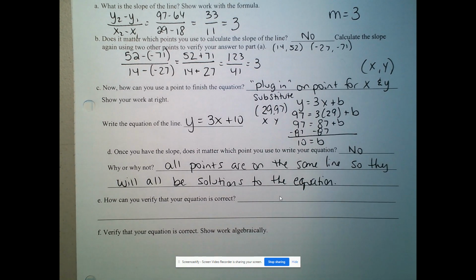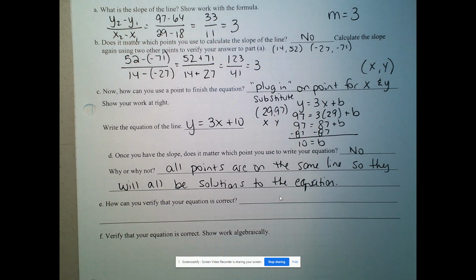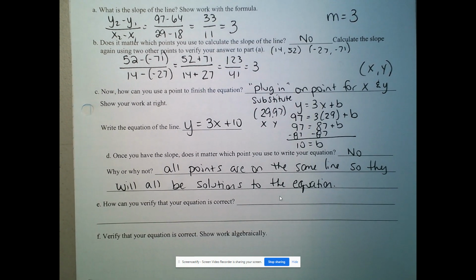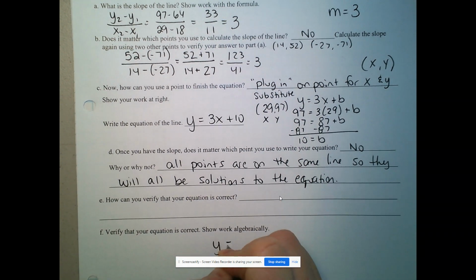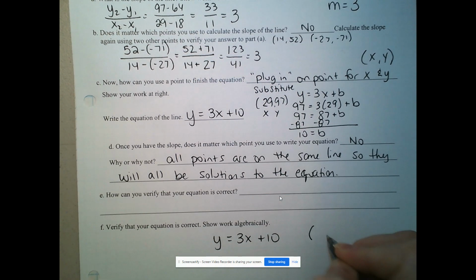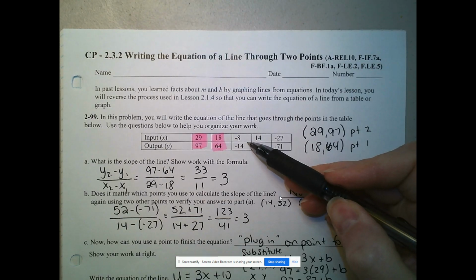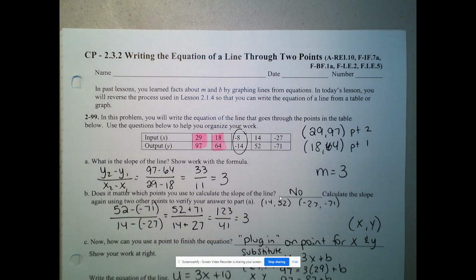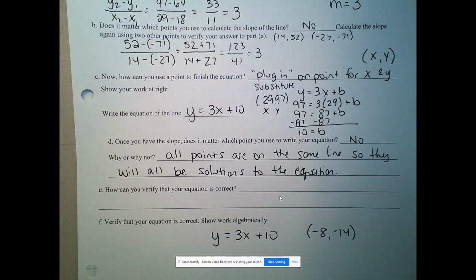All right, how can you verify that your equation is correct? We can substitute any other point that's in that table or on that line. If we substitute any other point on that equation, on that line, we can prove whether or not it works. So let's say, for example, we want to use y equals 3x plus 10, which is our equation. And we want to use that with the coordinate (-8, -14). I just took that one off the table since we hadn't used it yet. I figured this was as good a time as any.